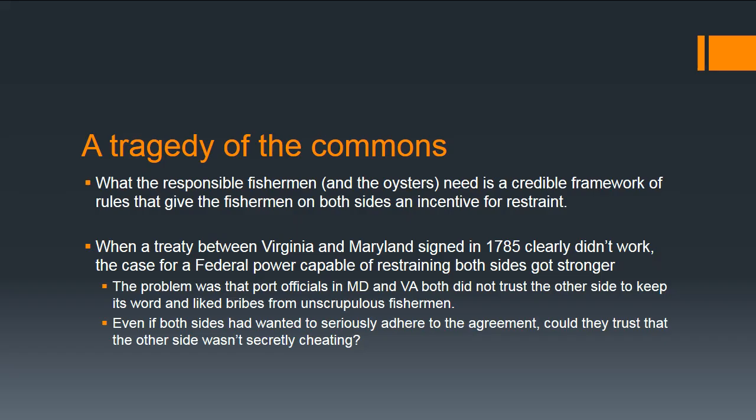Virginia and Maryland tried to sign a treaty in 1785, as sovereign states, and that clearly did not work. And many people saw the case for federal power capable of restraining both sides as getting stronger because these bilateral agreements between independent states didn't seem to be working very well. Each side had a very, very strong incentive to defect, and a strong incentive to not cooperate.